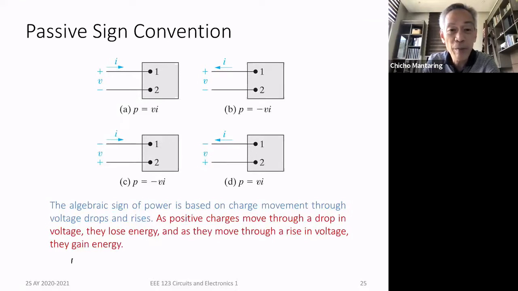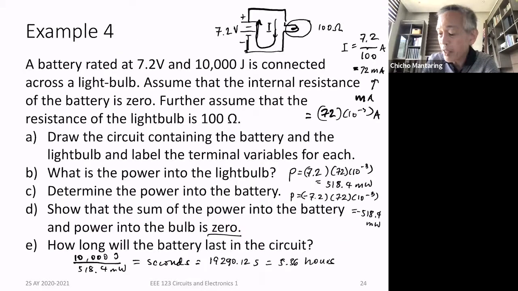Another question, would we have to convert milliwatts to watts first? I already specified it as milliwatts here. So in effect, this is 10,000 divided by 518.4 times 10 to the minus 3. If you compute that, you're going to get this. But you're right. If you wanted it to be correct mathematically, then the denominator should be in watts. The m implies the 10 to the minus 3. You're right.